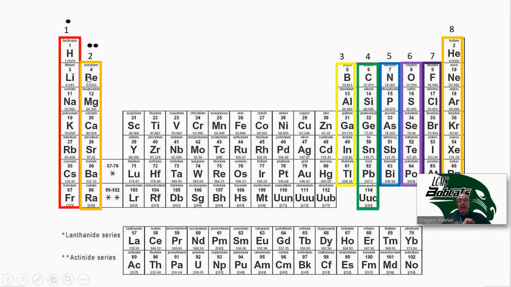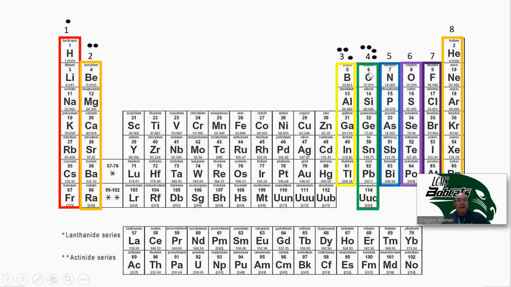Every element in family 2 has 2 valence electrons, so they would all get 2 dots if we made a dot diagram. Family 3 has 3 valence electrons, so they would have 3 dots, and every element here, its symbol, like this gallium, would have 3 dots in its dot diagram. Indium, all of them would be the same with 3 dots around the element symbol.